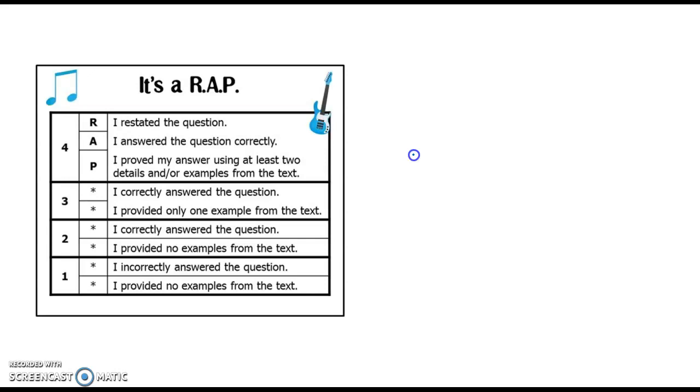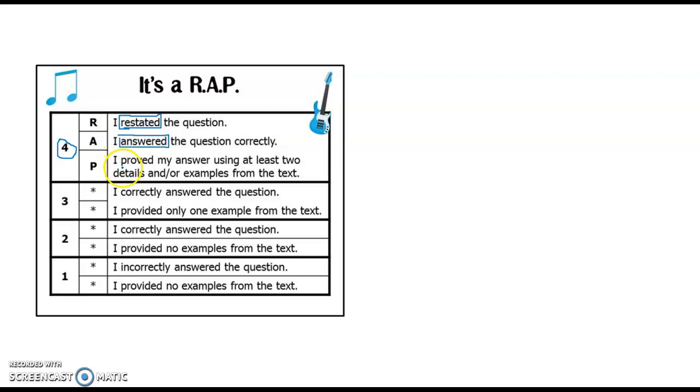So before we talk about our writing prompt, let's talk about this RAP rubric again. This is the rubric that I grade you on when you complete a writing assignment. There's 4 points that you can earn. And we follow the sequence of RAP. R means you restated the question. So the first thing you want to do is restate. If you restate the question, you get a point. The next thing you want to do is answer the question. So if you answer, you get a point.